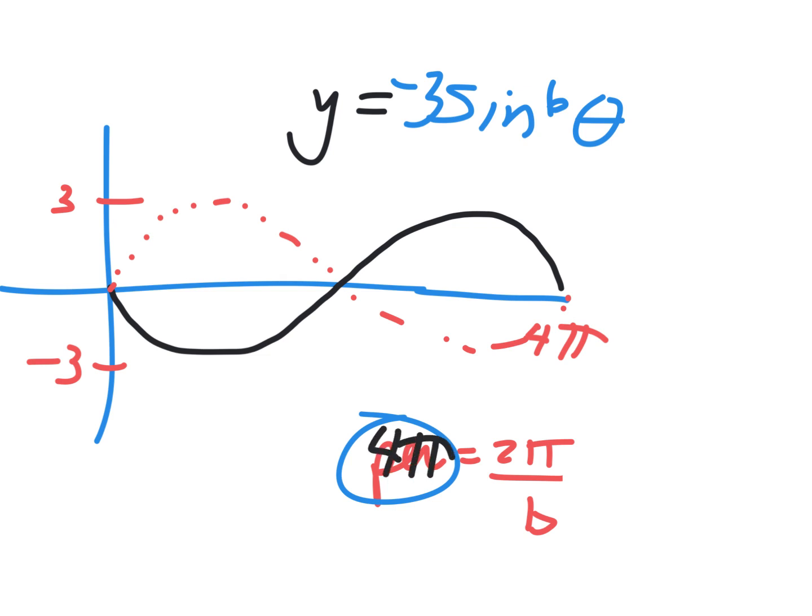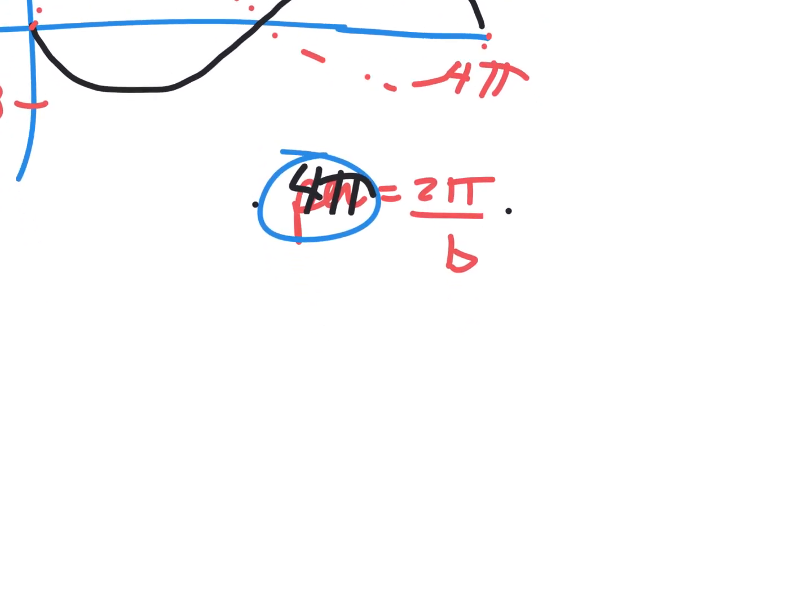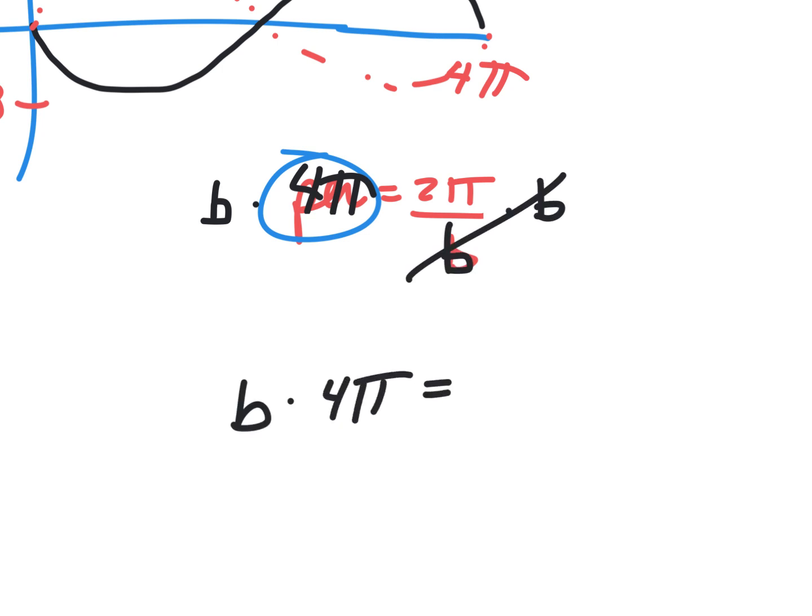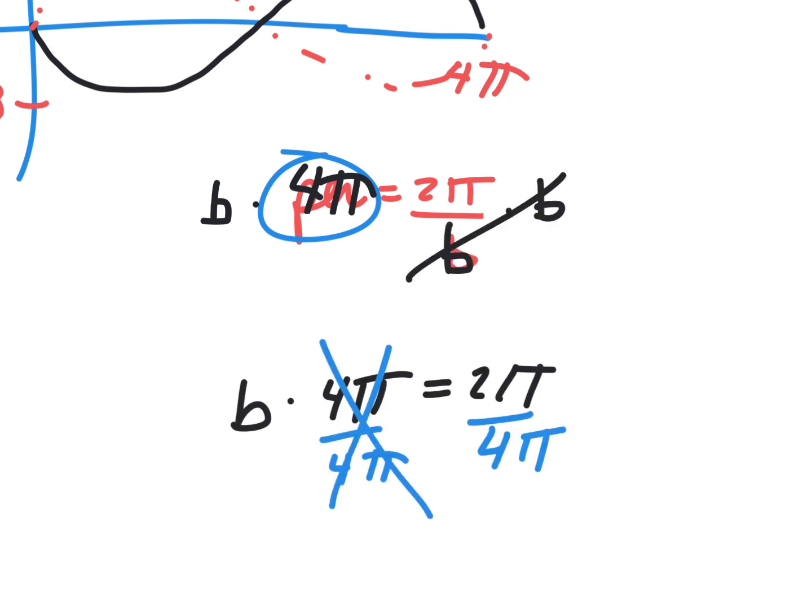And then I can solve this by multiplying both sides to clear the fraction. Multiply by what? Multiply by B. That's a B. Good. And now it's B times 4 pi equals 2 pi. Now what? Divide by 4 pi. Cancels. That simplifies down to what?